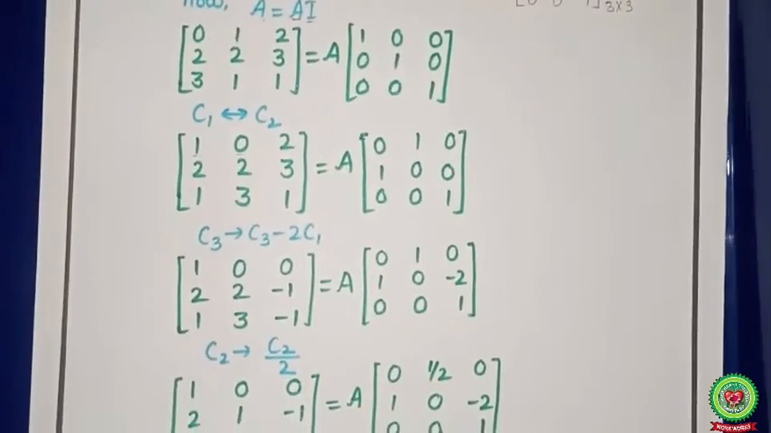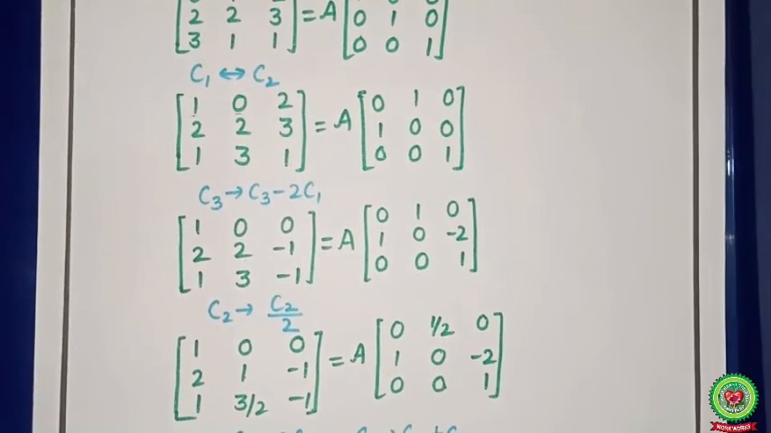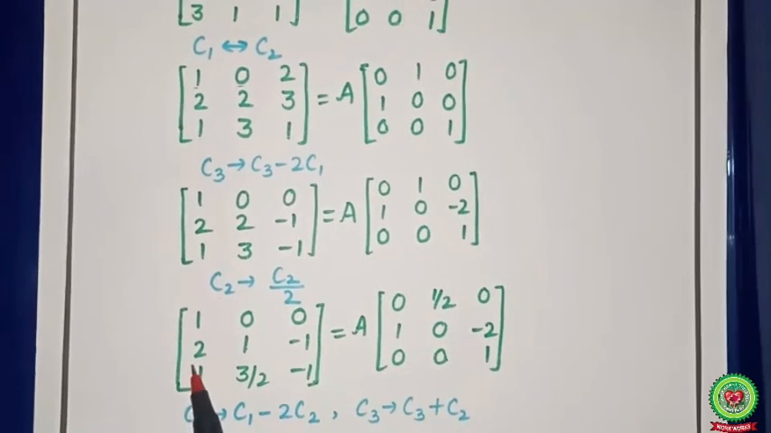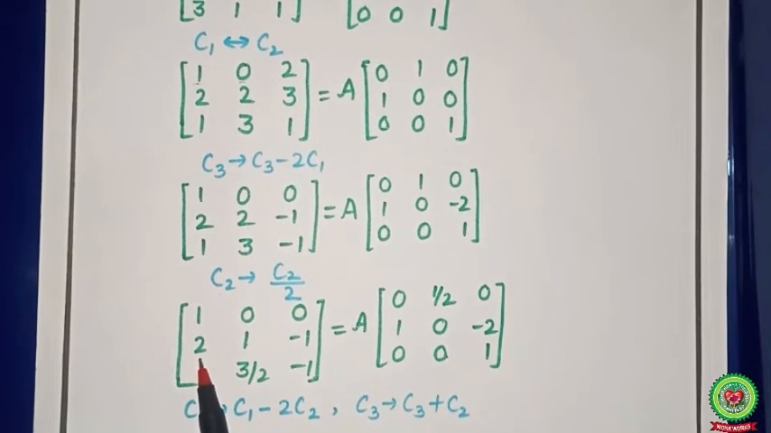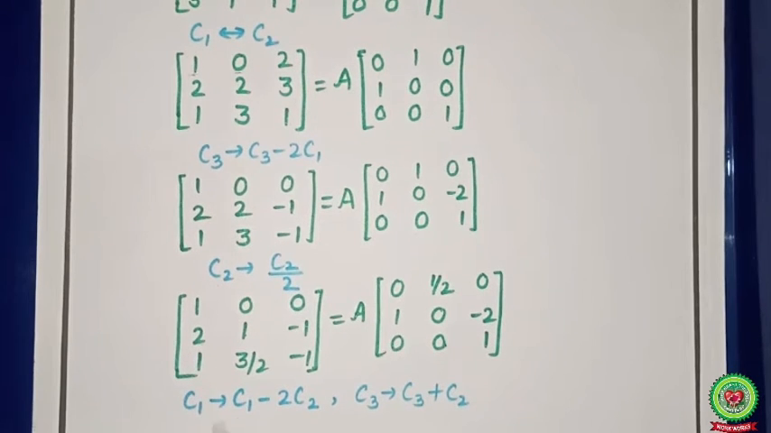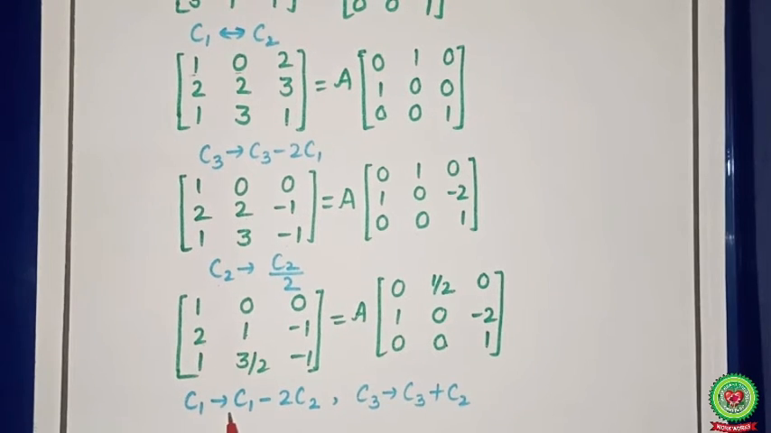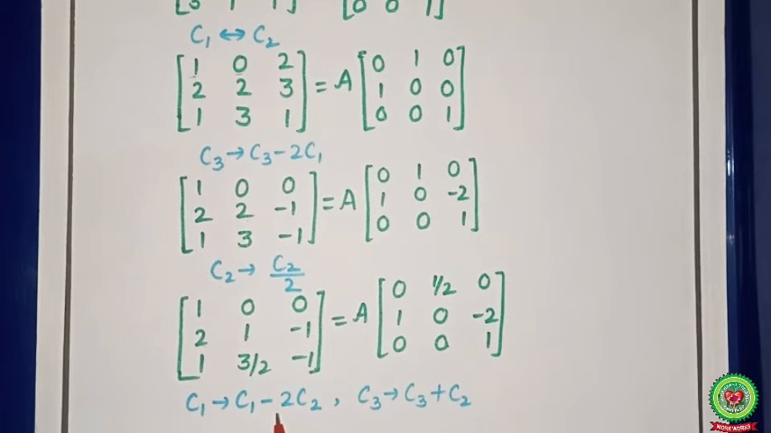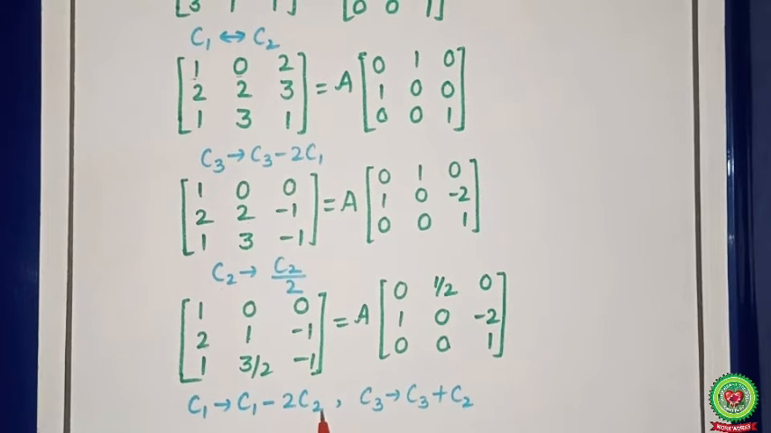Now using column 2, we have to make 0 in the first column and second column. You can see that in the first column we are having 2 and in the second column it is 1. So it is a double. So we will apply the operation here. C1 changes to C1 minus 2 times column 2. Then we will get 0 here.